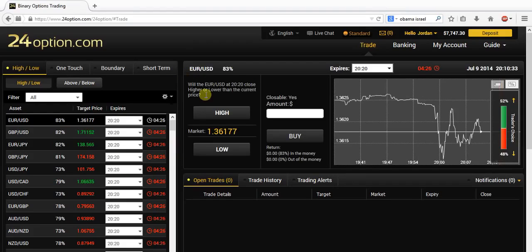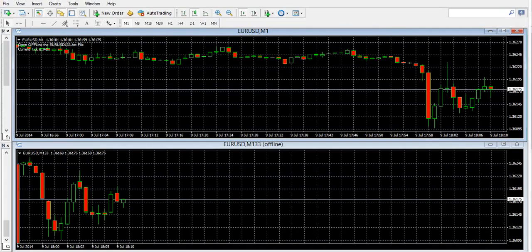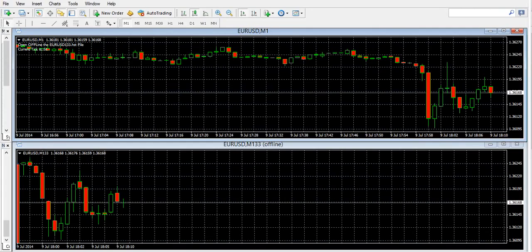So I have here my 24Options account ready for me to trade. I'm going to make a $500 trade. But I'm not going to make the trade obviously until I have confirmation of the trend.